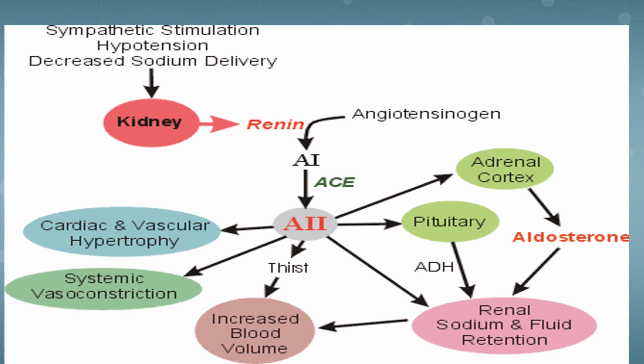It also causes systemic vasoconstriction and increased blood volume. It stimulates the adrenal cortex, thereby releasing aldosterone, and this is responsible for sodium and water retention, which eventually increases the blood volume again. So all these play an important role. Angiotensin 2 basically plays a very important role in patients of CHF. So the drugs which inhibit this angiotensin converting enzyme and ultimately inhibit the formation of angiotensin 2 are really very important.